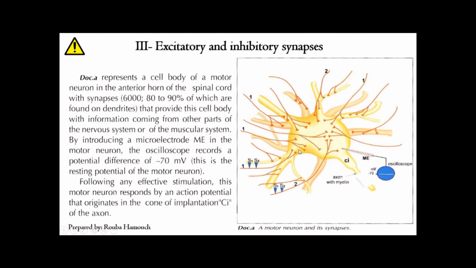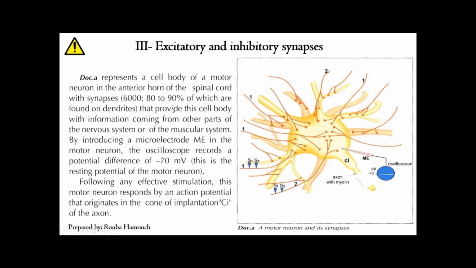Document A represents a motor neuron and its synapses. The cell body, here in yellow, of the motor neuron, to which are connected several presynaptic nerve fibers. So document A represents a cell body of a motor neuron in the anterior horn of the spinal cord with synapses, about 6,000, 80 to 90% of which are found on the dendrites of the motor neuron.